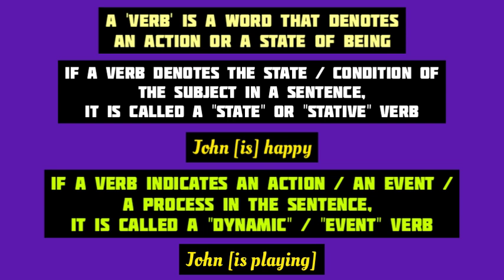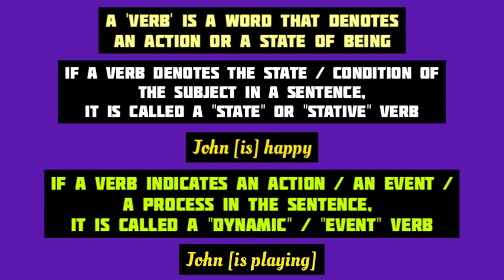If a verb denotes the state or condition of the subject in a sentence, it's called a state or stative verb. For example, John is happy. In this sentence, the verb is, which is a form of verb be, shows the condition or state of the subject John. So this verb is indicates the happy condition or mood of John. That's why such a verb is called a state or stative verb in English grammar.